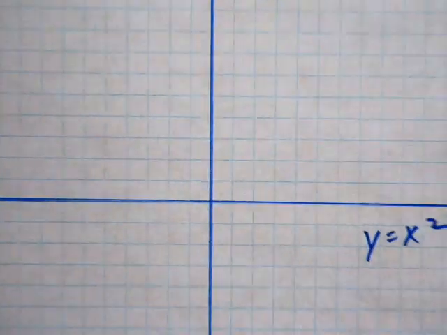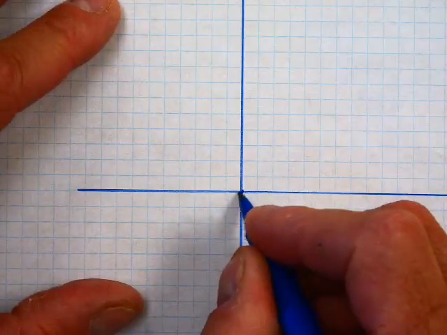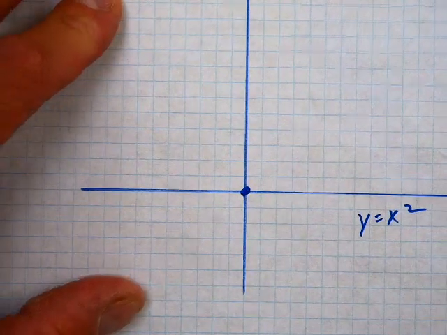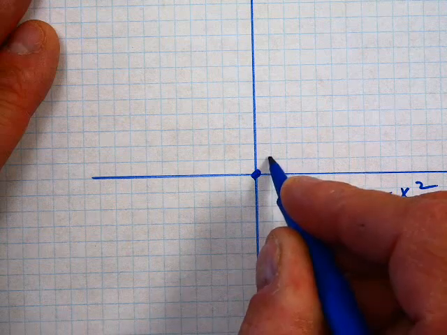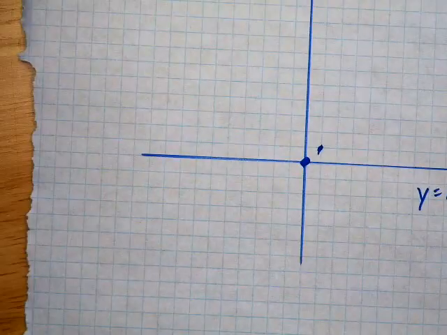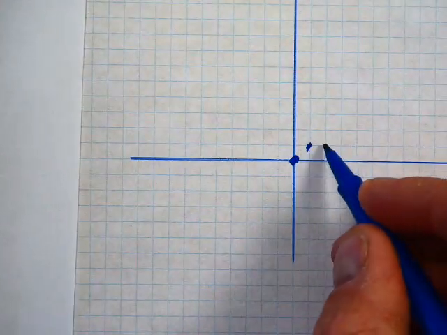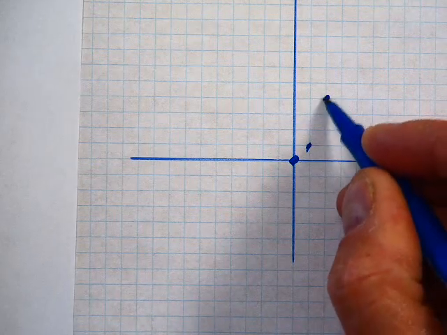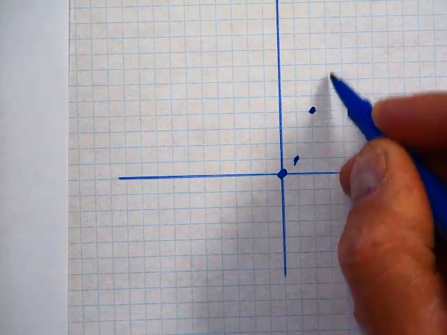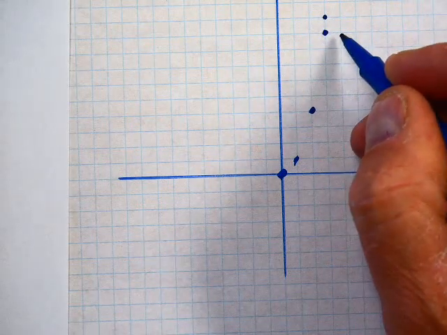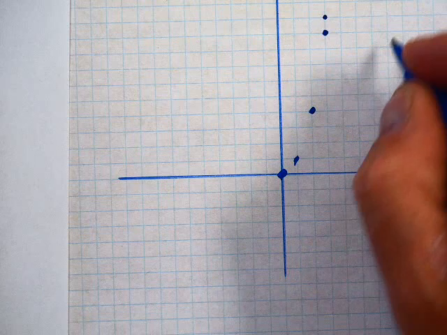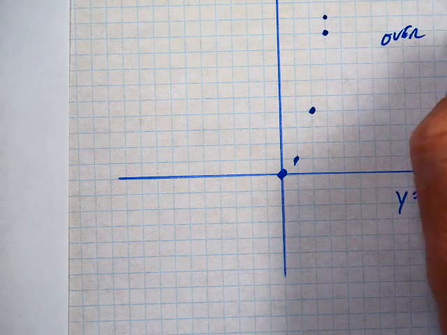Let's just go y equals x squared. Okay? So my vertex is going to be at 0, 0. From there, if I increase by 1, my result's going to go up by 1. What's it going to go up by next time? 3. What's it going to go up by next time? 5. What's it going to go up by next time? 7. So it's an over, up.